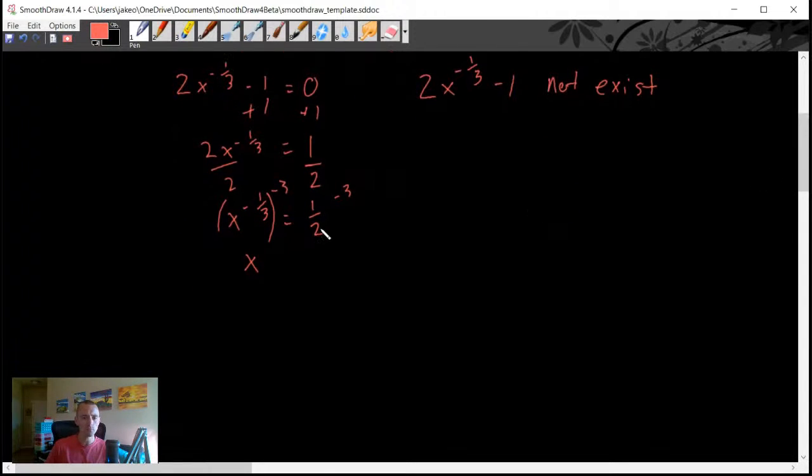And then on the right side of our equation, 1/2 to the negative 1/3 would be the same as basically 2 to the third power, which would be the same as 8. So x equals 8 is going to be a critical number that we get from taking our derivative and setting it equal to 0. Now we also need to think about, where does this function not exist?